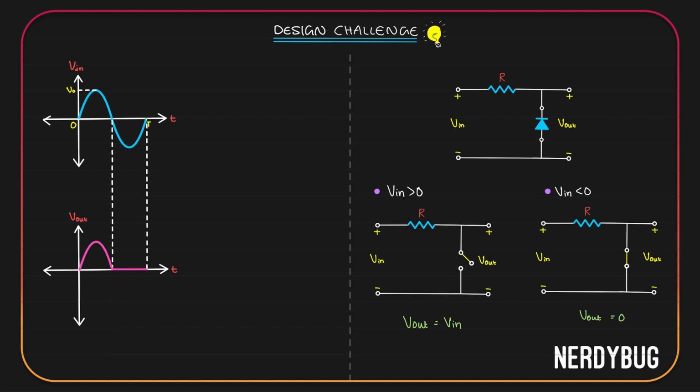Since the output is taken across the diode, this is a parallel clipper. And since the negative part is being clipped, this is a negative clipper. We can call it a parallel negative clipper. If we draw the input output characteristics, this is how it will look like. When input is positive, we have a straight line whose slope is 1 because V output is equal to V input. When input is negative, output is 0, so we have a horizontal line on the x-axis.